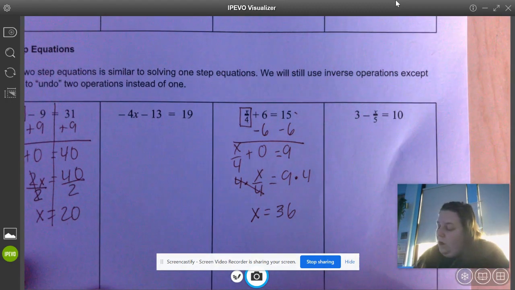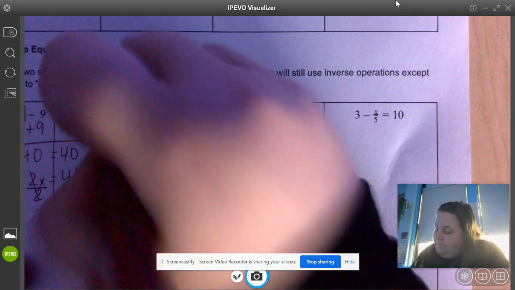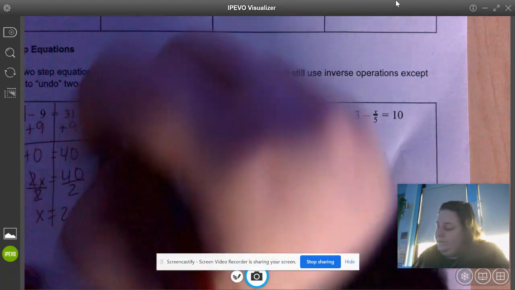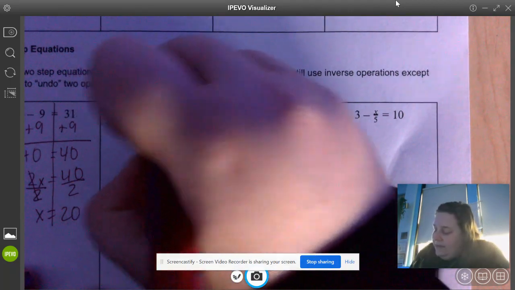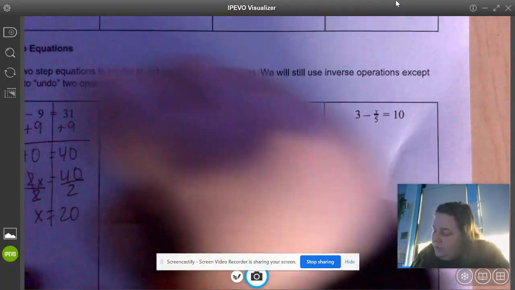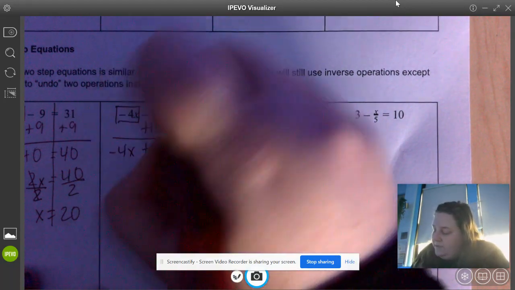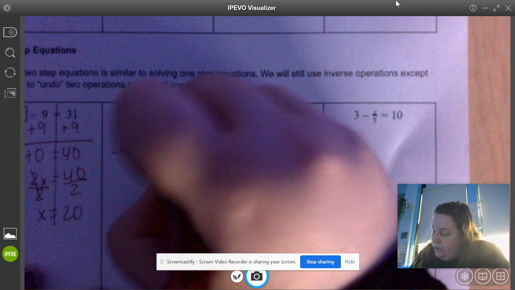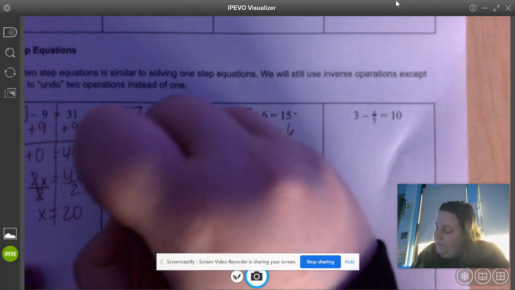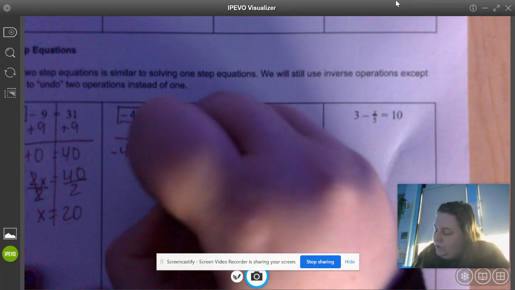All right. So in this second one, I'm going to box that term with the variable, and I need to get rid of this 13. So I'm going to add it to both sides. So this is negative 4x plus 0 equals 32. So I'm left with negative 4x equals 32.